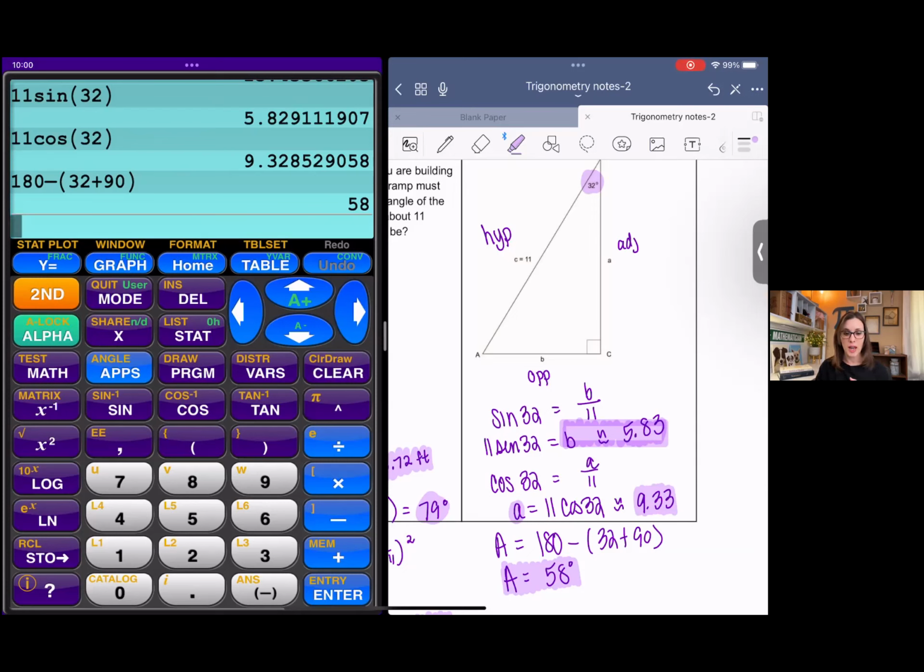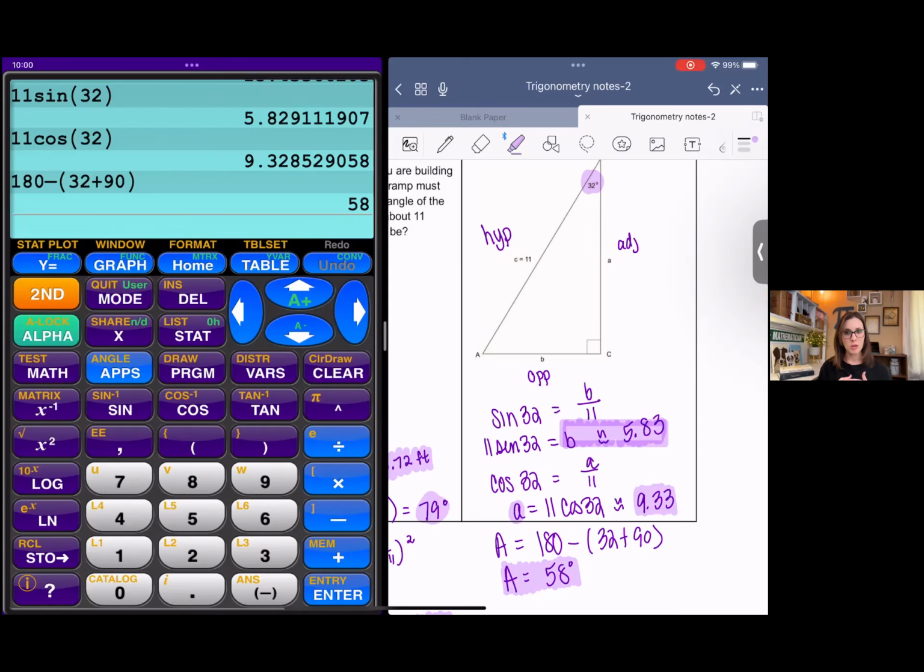And then side A is adjacent to 32, so we would use cosine. Cosine 32 equals A over 11, multiply both sides by 11. 11 cosine 32 would be the exact solution, rounded would be 9.33. And we could have found that third side by using the Pythagorean theorem instead, but I just wanted to practice using trig functions. So in either case, as long as you got 5.83 and 9.33, you're good to go.